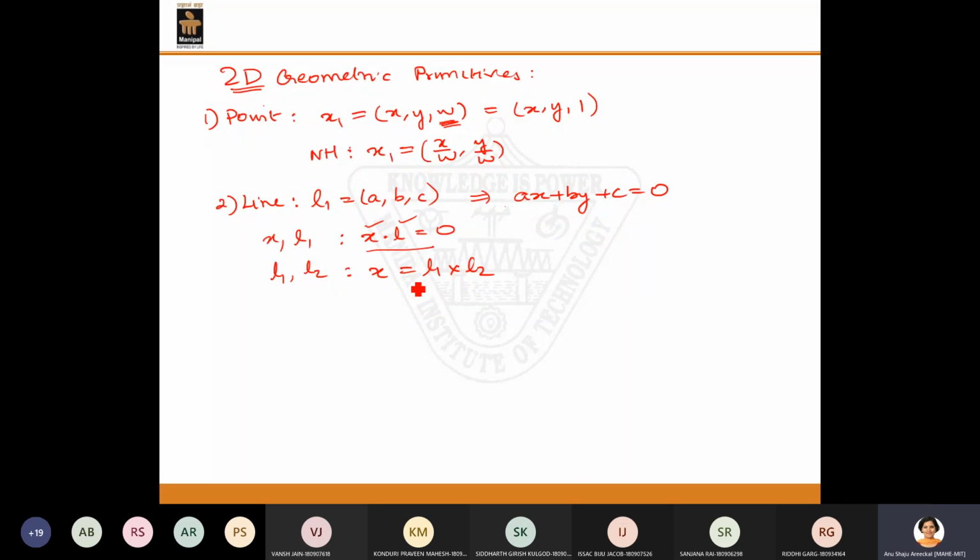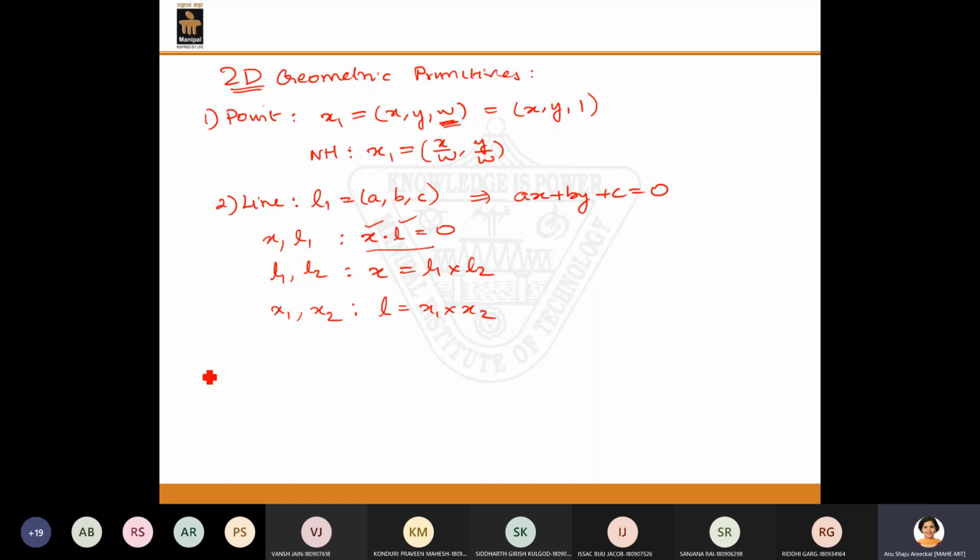Now similarly, let's say I'm considering two points x1 and x2, and I want to find the line which is passing through the points x1 and x2. Then I can just write it as L is equal to x1 cross x2. So here also, simply taking the cross product of the two points which are given to us, what we get would be the equation for the line. All these are in homogeneous representation, and these were some of the points that we discussed.